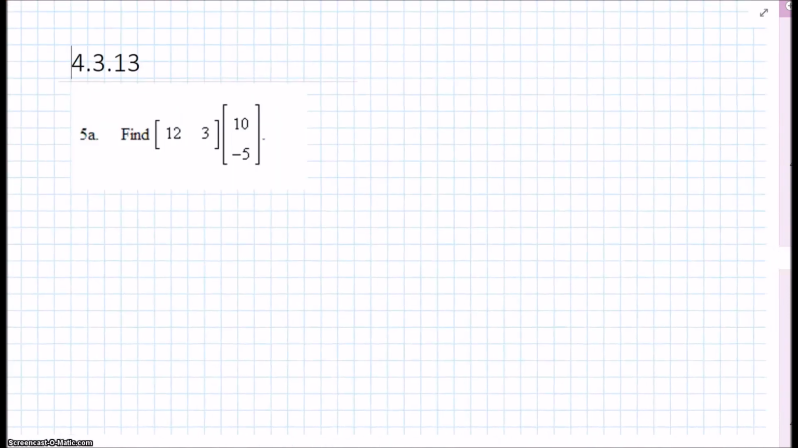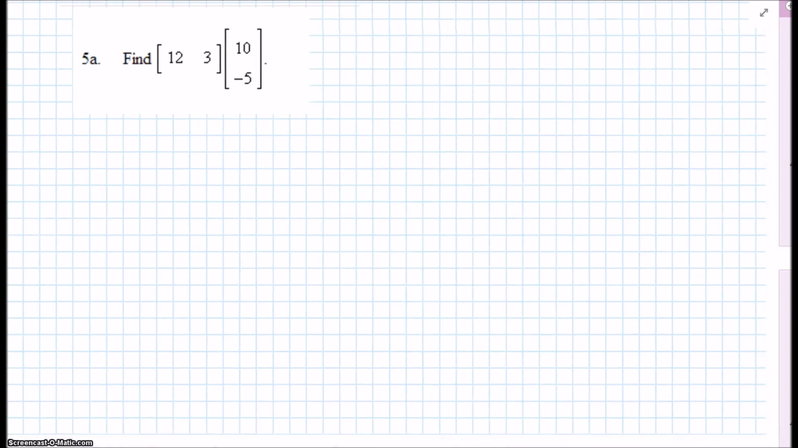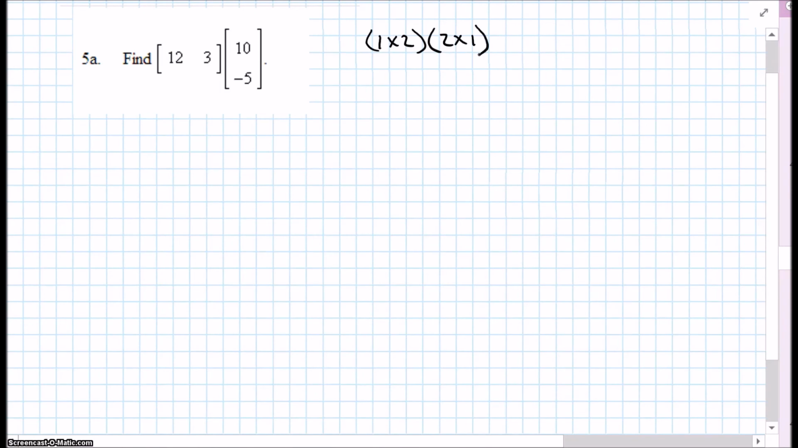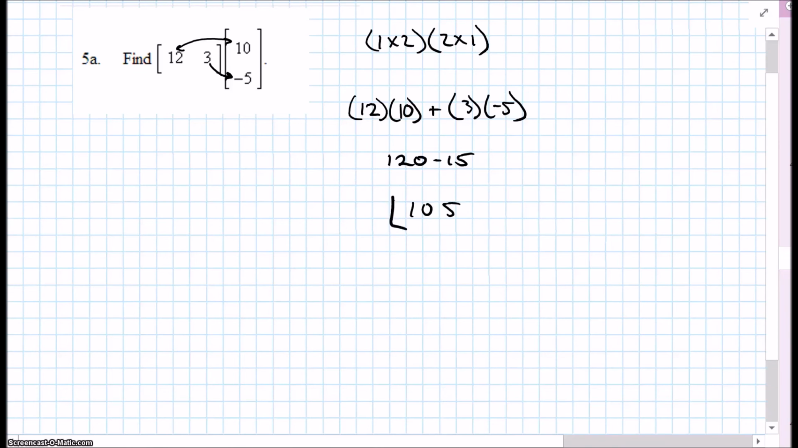Okay, next example, 5A. Find the product of these two matrices. Well, the first matrix is a 1 by 2 matrix, and the second matrix is a 2 by 1 matrix. So we're going to be able to multiply them, and we're going to get a 1 by 1 matrix. So match first row, first column. So we're going to get 12 times 10 plus 3 times negative 5, which should be 120 minus 15, which should be 105.